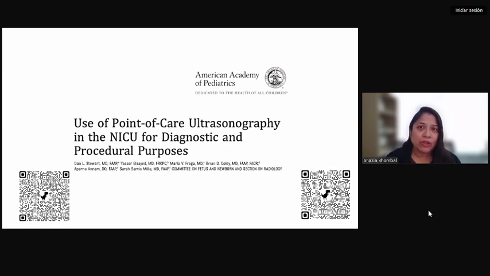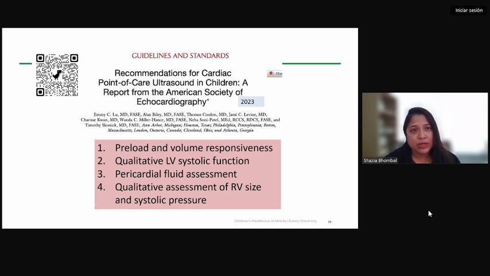And in this, they did talk about cardiac POCUS, so another realm where cardiac POCUS is deemed to be important. Again, in 2023, the ACEP published guidance on cardiac point-of-care ultrasound specifically for pediatrics. This one looked at preload and volume responsiveness, qualitative LV systolic function, pericardial effusion and fluid assessment, and qualitative assessment of RV size and systolic pressures. So again, recognizing that there is utility and importance of being able to look, and this is with the guidance and collaboration of the Society of Echocardiography.